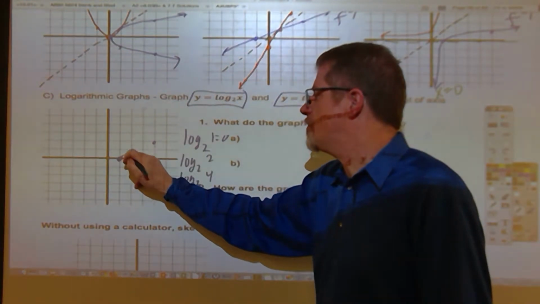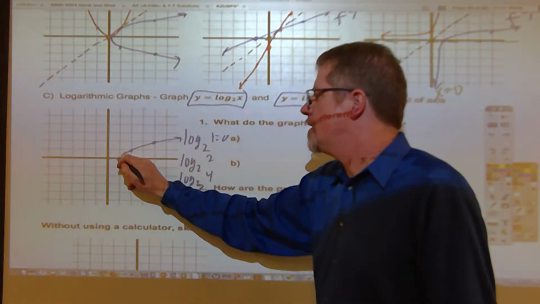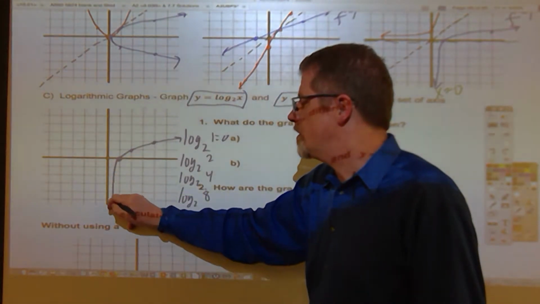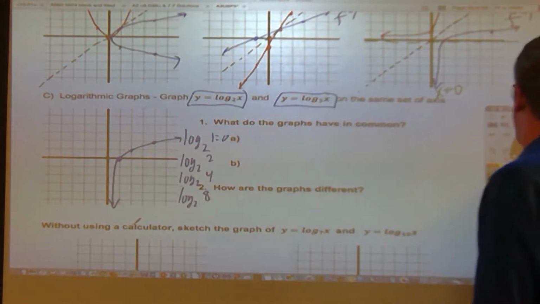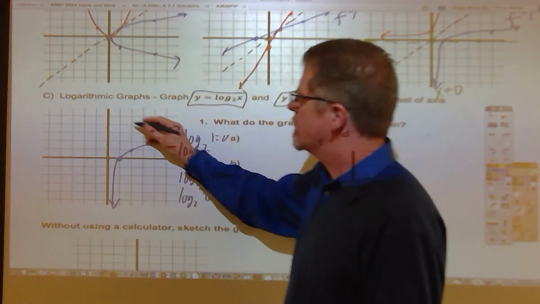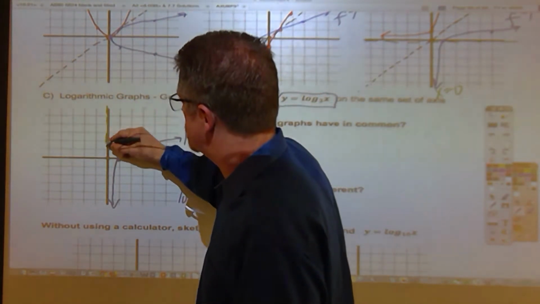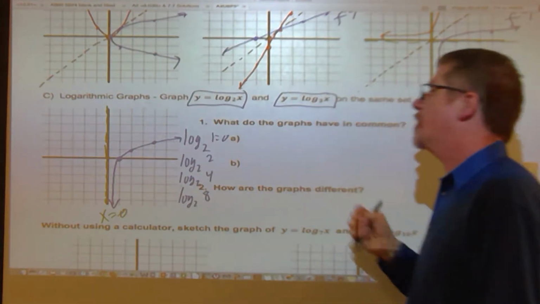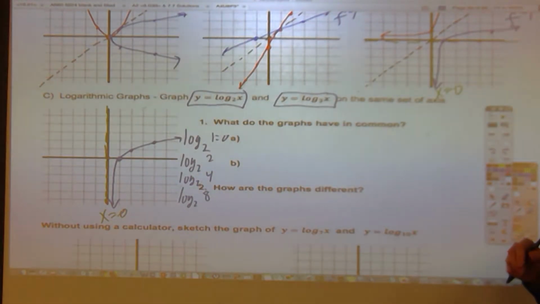But here's what the parent graph looks like here. But also, 1/2 would be an exponent of -1. So we go down here. That parent graph always has, because of the reflection over the line y equals x, a vertical asymptote at x equals 0. So there it is. That's full credit for the graph of log base 2 of x.